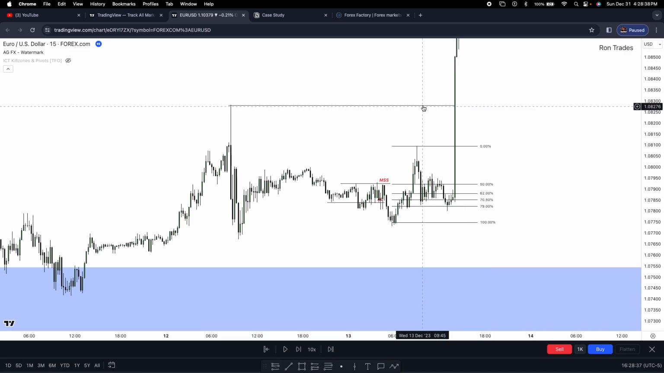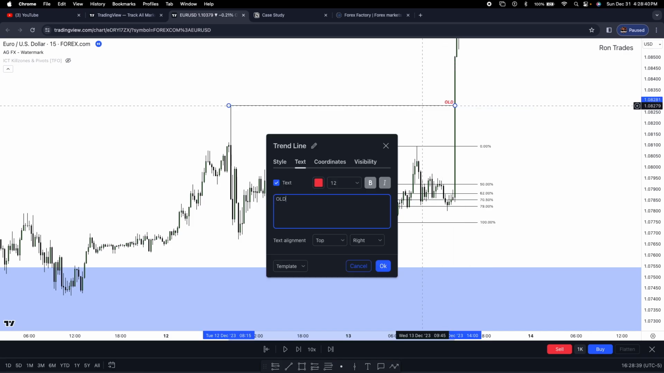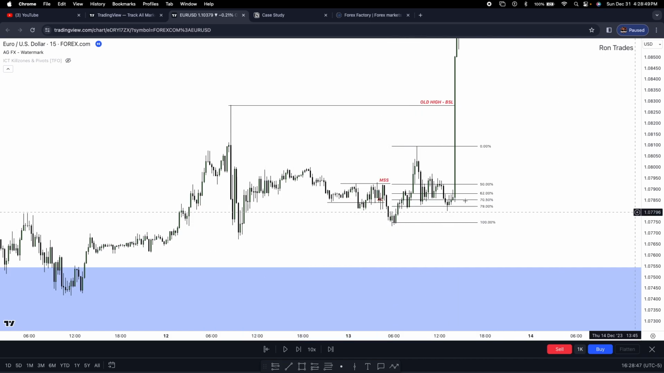There's an old high resting right here, since it's been a nice one shot, one kill model. An old high is going to have buy stops resting above. So this was a very, very nice one shot, one kill model. But let's go over this trade one more time.